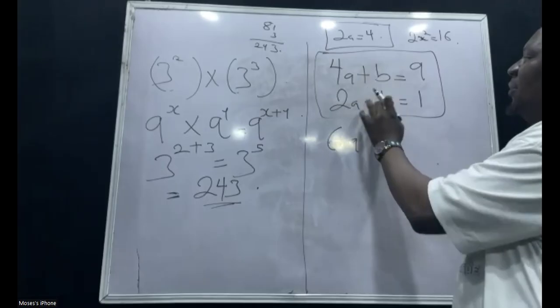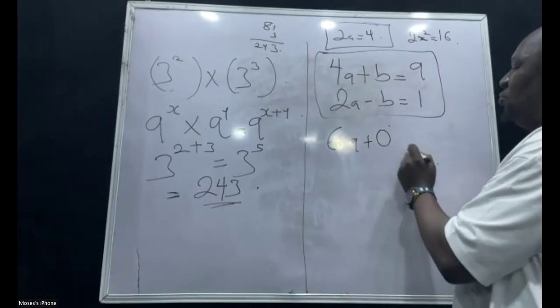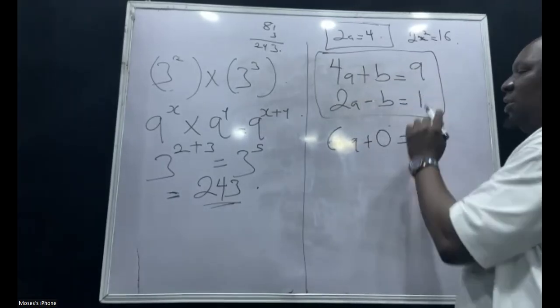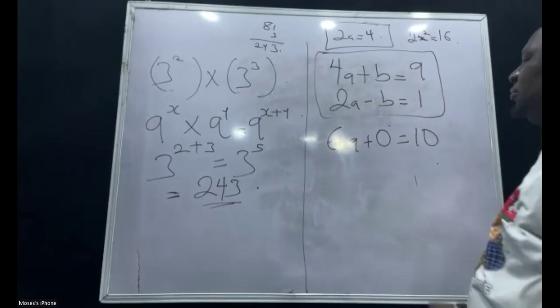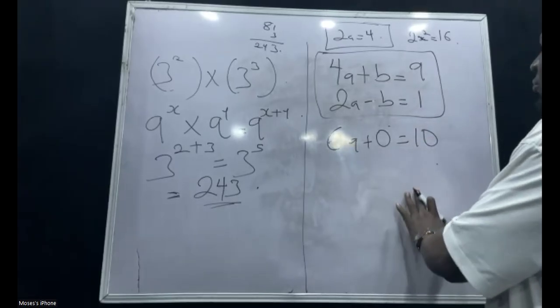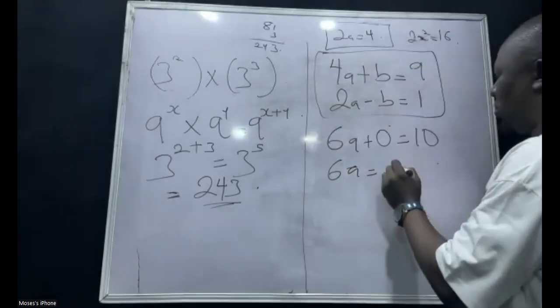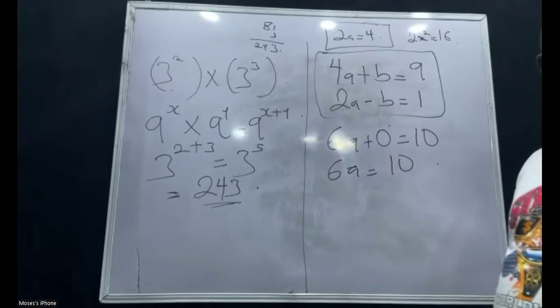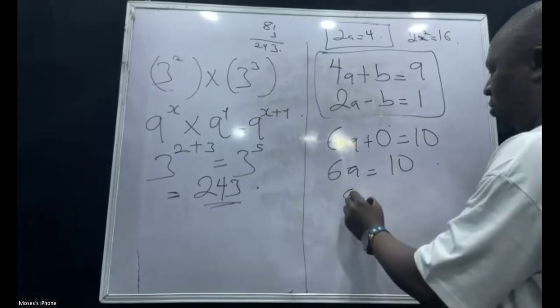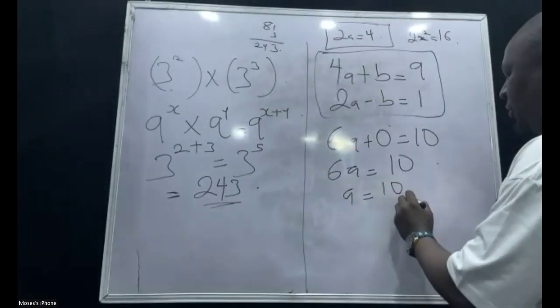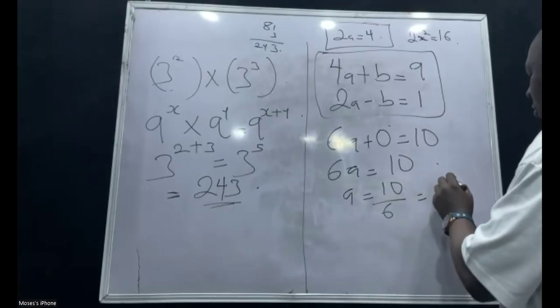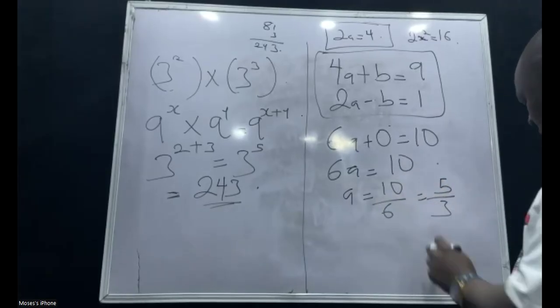Plus B minus B is 0. 9 plus 1 is 10. Therefore, you are going to have 6A equals 10. Therefore, your A would be 10 over 6, which is 5 over 3. Now, what were you asked?